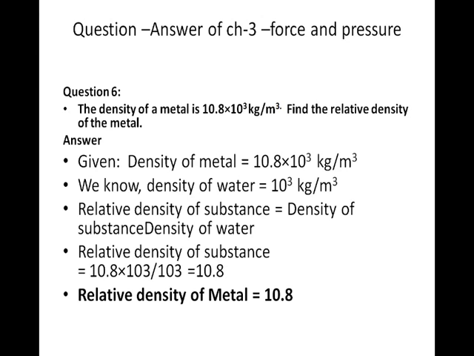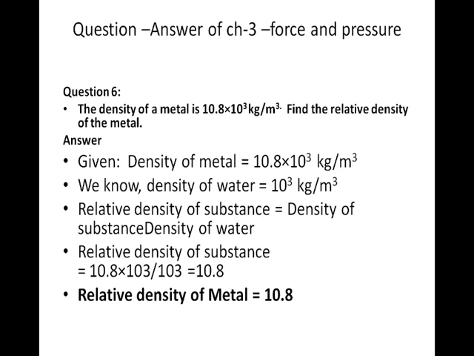Question number 6, the density of a metal is 10.8 into 10 to the power 3 kg per meter cube. So find the relative density of the metal. So what is the question? Actually you have to find out the relative density of the metal. So for that what will you require? Remember that formula when we were studying about the relative density.